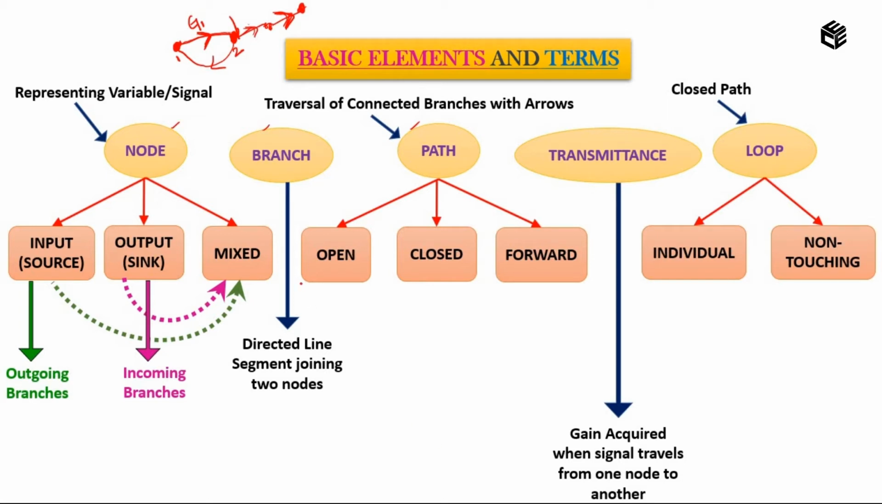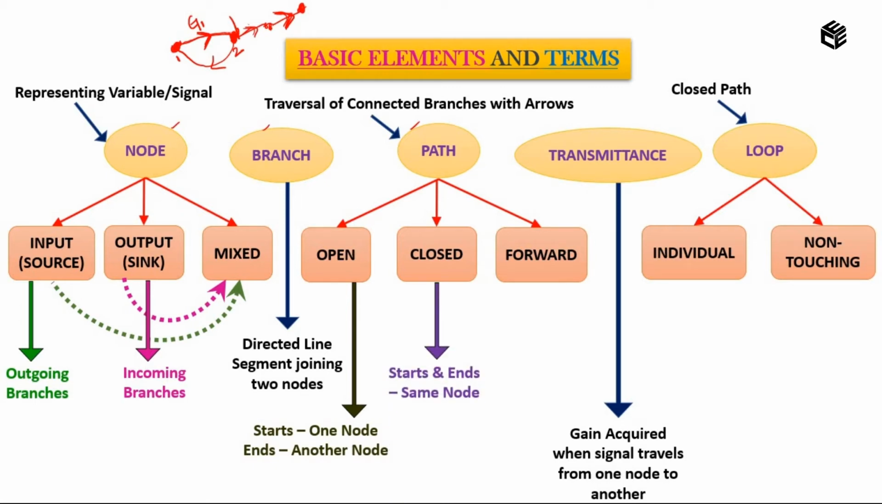So next is open path. An open path is a path that starts from one node and ends at the other node. Okay. It will be a closed path if the starting point and the ending point are the same. Then it is called a closed path. So what is a forward path? A forward path is where the signal flows from the input node and reaches the output node without crossing any other loops. Okay, without crossing any other loops, then it is called a forward path.